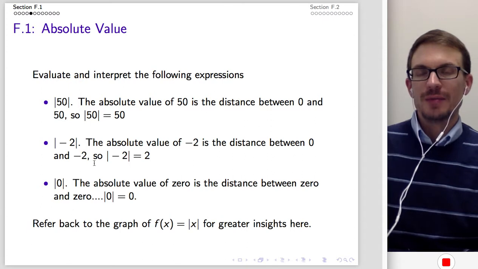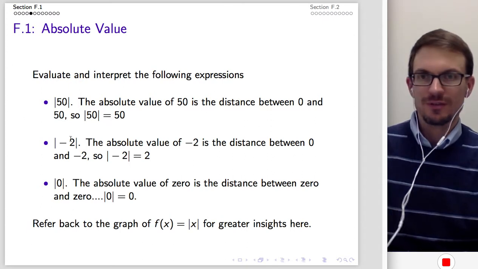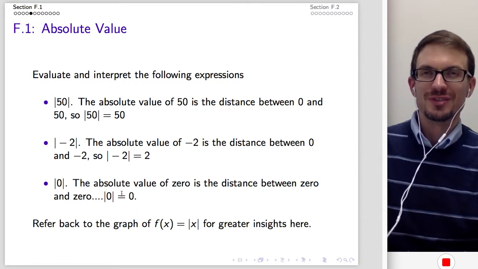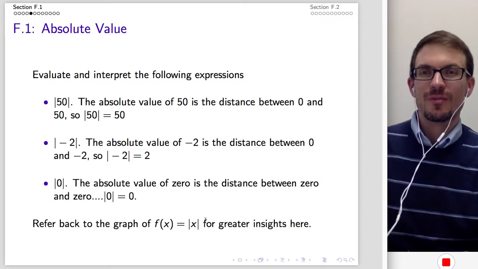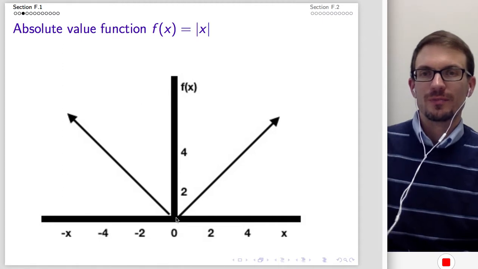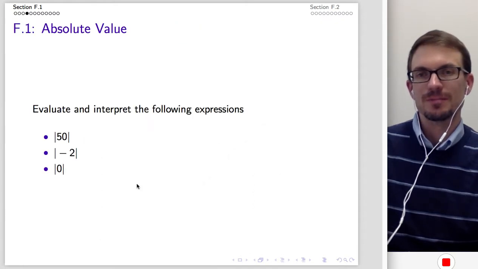So here we go. The absolute value of 50 is the distance between 0 and 50, so it's 50. The absolute value of -2 is the distance between 0 and -2, so it's 2 units. So the absolute value of -2 is 2. The absolute value of 0 is the distance between 0 and itself, so it's 0. And we can refer back to the graph for some insights. Absolute value is always going to be positive. If the value is positive, it returns the value itself. If the value is negative, it returns its opposite.